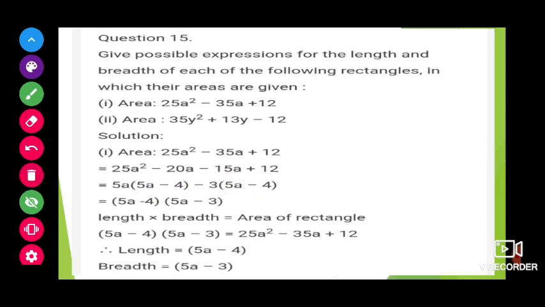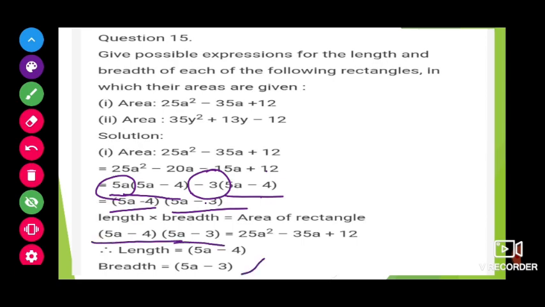If I multiply again, I will get the same thing: minus 3 5s are minus 15a, and minus of minus is plus 12. Now I can write this: 5a minus 4 taken out again, remaining here 5a, here minus 3. So 5a minus 4 into 5a minus 3. The length and breadth you can take any way. Maybe the first one is the length 5a minus 4, then the second one is the breadth 5a minus 3.